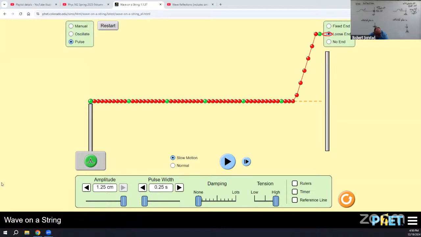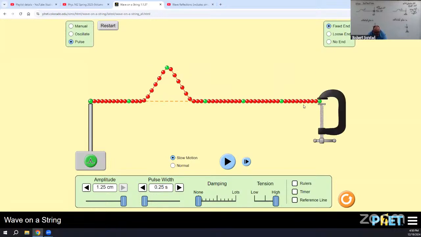And then, let's keep stepping this out. Now it goes backwards, and we see the wave pulse does not invert. Let's restart that. Let's pulse this and watch it. It comes in, it goes way up, and it does not invert. Okay, so now let's see what happens with a fixed end.